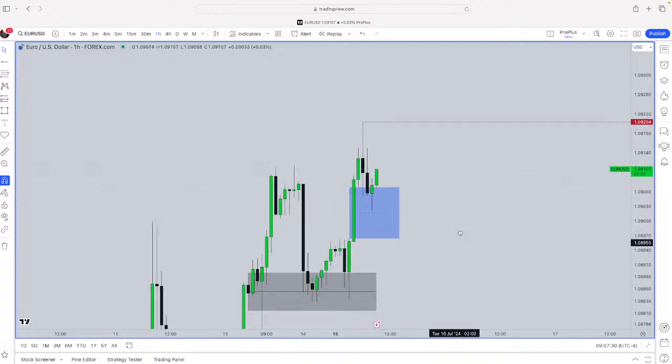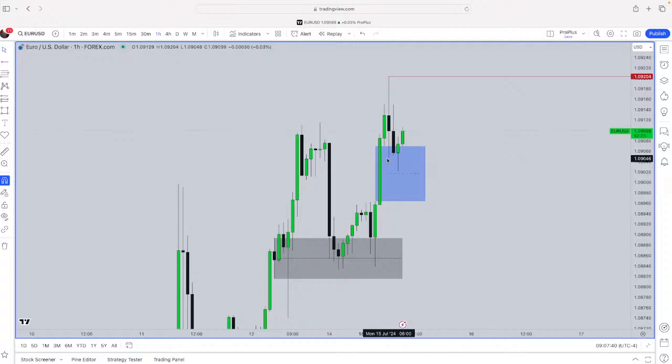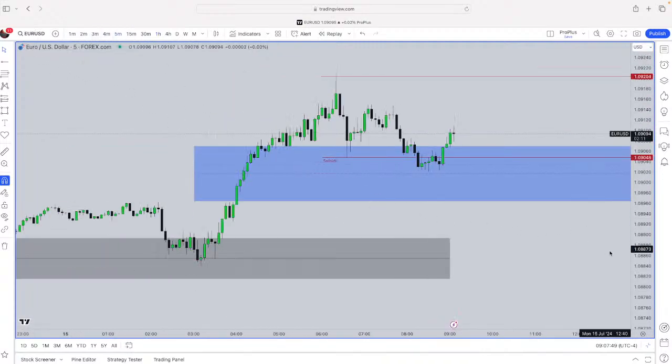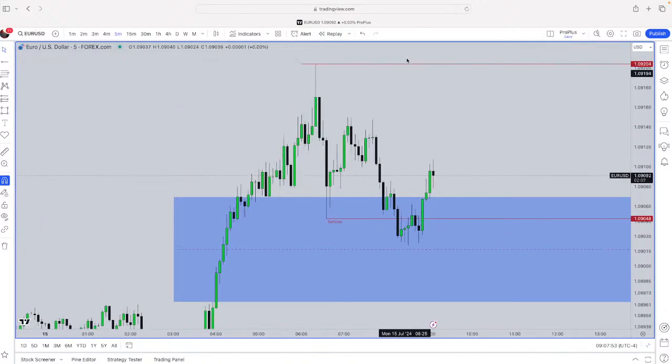Okay, so Euro, we got a bullish order block, BISI been respected. Potential sell side as well here. So sell side here. So now potentially we can see a run on this buy side here.